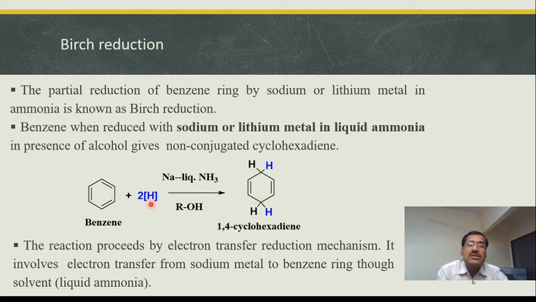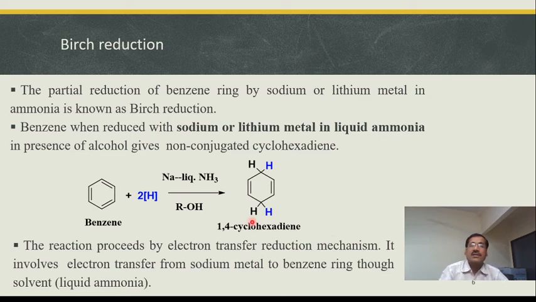and note here only 2 hydrogens are added, meaning out of the 3 double bonds only 1 will be reduced, 2 will remain intact with the concomitant repositioning, not rearrangement. So here you can see that you get addition of 2 hydrogens, 2 double bonds are intact out of the 3, and you get a non-conjugated cyclohexadiene as a product.